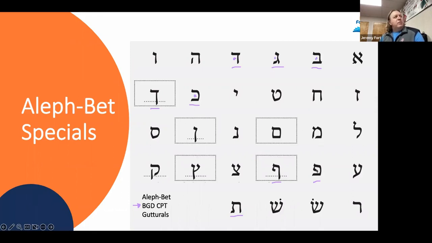What about this one right here? What's it sound like without the dot? Fe. So it's an F sound. And if I plug it, like a P sound. That's right. And does that same rule apply here for the final form? Yes, it absolutely does. 100%.